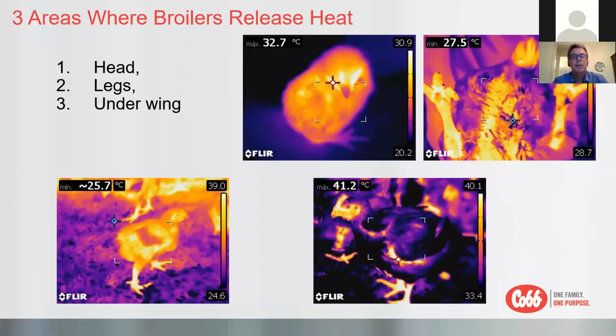So where does a broiler or any bird release heat? It's going to be on the head, the legs, and under the wings. If you have a look at a thermal image, it's very clear where that bird is going to be losing its body heat.